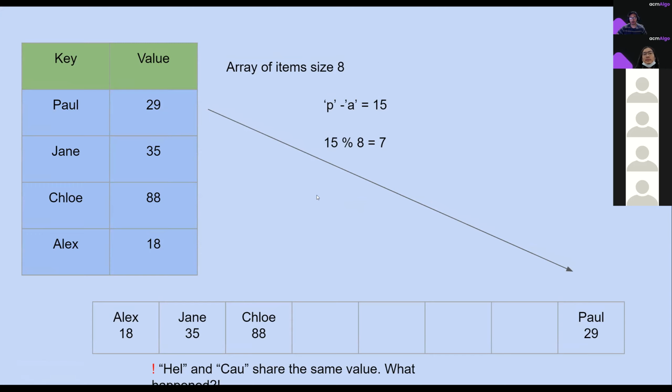Does anybody have an idea of how we handle collisions? There are multiple ways, right? Like linear probing, quadratic probing, double hashing. Yep. So I think you're familiar with that concept.